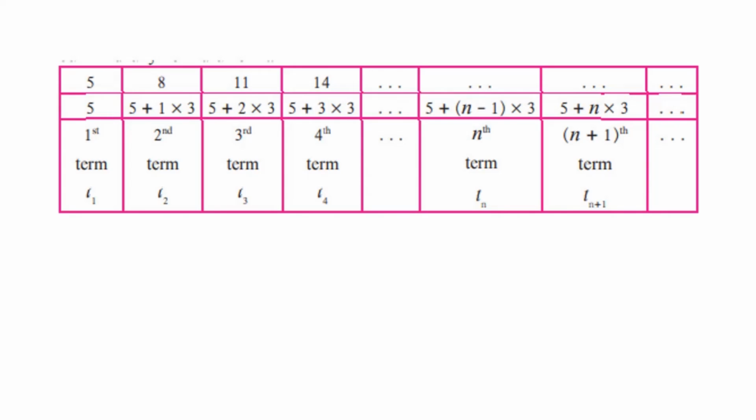Here is another arithmetic progression: 5, 8, 11, 14. We are trying to denote the nth term of an arithmetic progression. So what will be the term at the nth position?